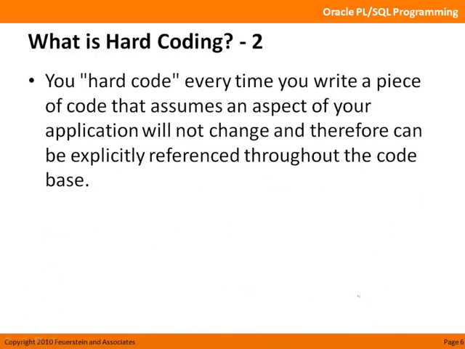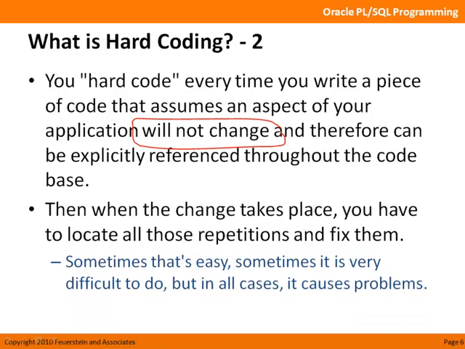Some more thoughts about hardcoding. My feeling is that you commit an act of hardcoding every time you write a piece of code that assumes an aspect of your application will not change. You're making an assumption that it's this way now, it will always be this way, and therefore it's safe to explicitly reference that value or that rule or whatever else throughout your code base. So it all has to do with making this extremely dangerous assumption of something not changing.